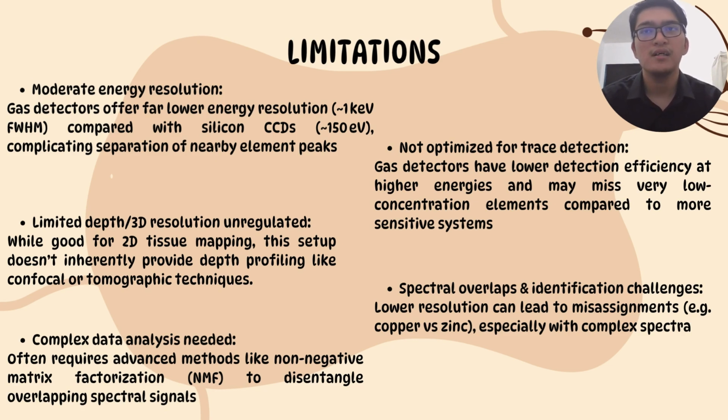While good for 2D tissue mapping, this setup doesn't inherently provide depth profiling like confocal or tomographic techniques. The fourth one is spectral overlaps and identification challenges. Lower resolution can lead to misassignment, for example, copper versus zinc, especially with complex spectra. And lastly, complex data analysis is needed. It often requires advanced methods like non-negative matrix factorization to disentangle overlapping spectral signals.